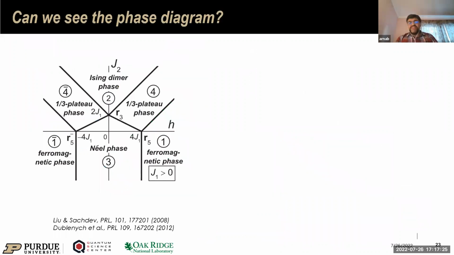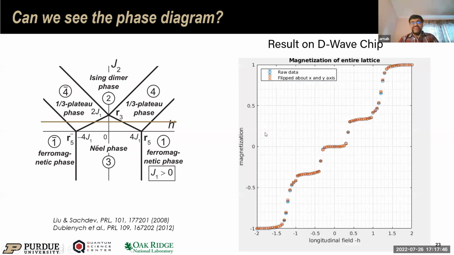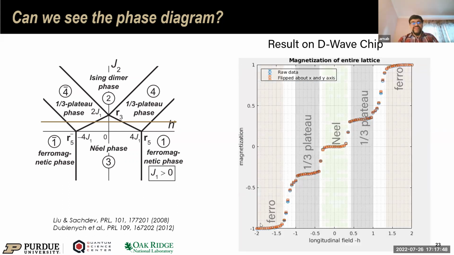So, and how does the phase diagram look? Well, this is the phase diagram which is published by Dublenych in PRL in 2012, and where we see the 1/3 phases, the Ising phases, and this is J2, which is the out of plane, which are the triangular bonds, and H is the magnetic field. And we did a cut right around there. And when we did that, this is what we found.